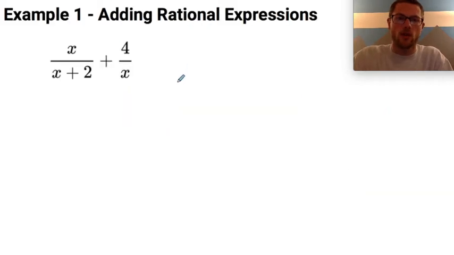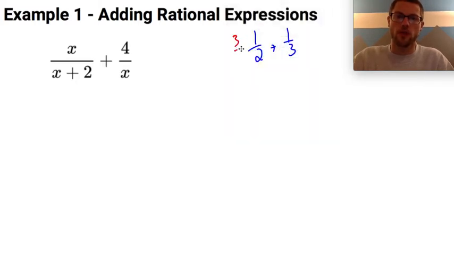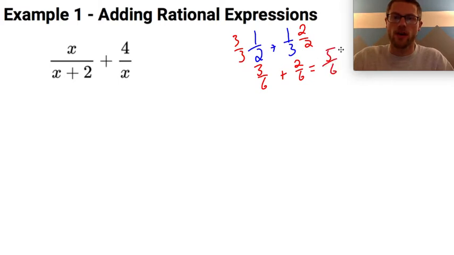First, let's talk about adding rational expressions. Think about how you add things like 1/2 plus 1/3. You can't add them as they stand right now. You need to change the fractions to have common denominators. So in this case, you'd multiply this by 3/3 and this by 2/2, and so you'd get 3/6 plus 2/6. You add those up, and then you have 5/6.